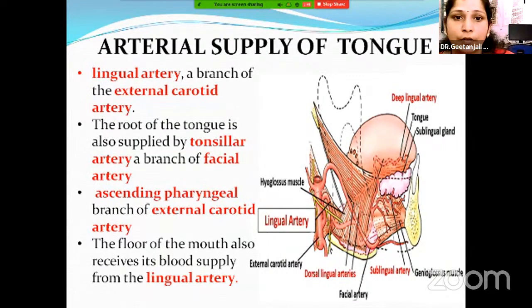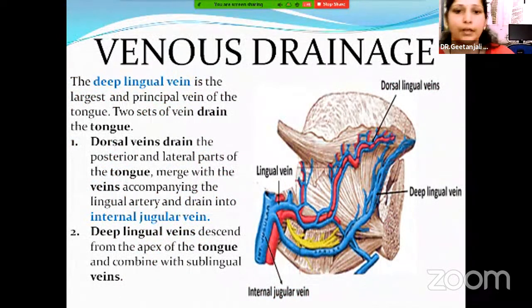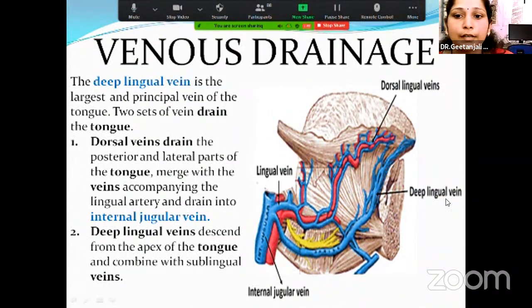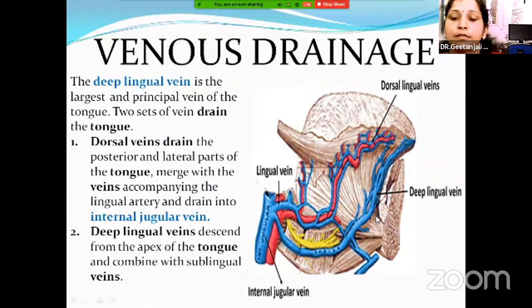And next is venous drainage. See here, this is dorsal lingual vein. This is deep lingual vein. This dorsal lingual vein is on the dorsum of the tongue. This is deep lingual vein on the deep part. Then the deep lingual vein is the largest and principal vein of the tongue. The two sets of veins drain the tongue.